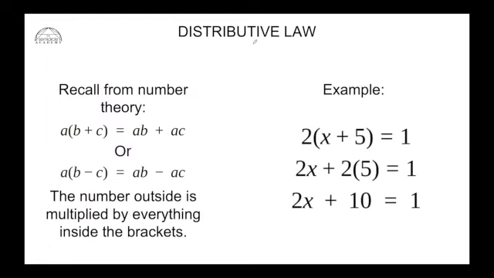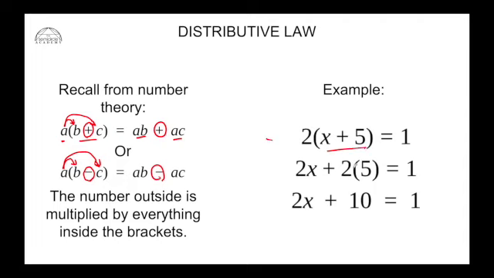We can see here that the distributive law, if you have a number A multiplied by an expression in brackets, all you do is take that A and multiply it by everything in the brackets. So you'll get A times B is AB plus A times C is AC. So you guys understand the distributive law, right? At the end of the day, we have an example here.